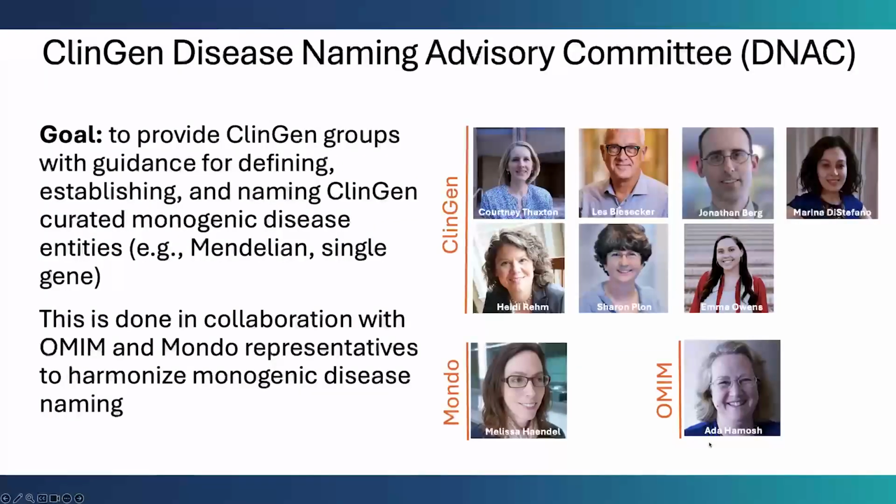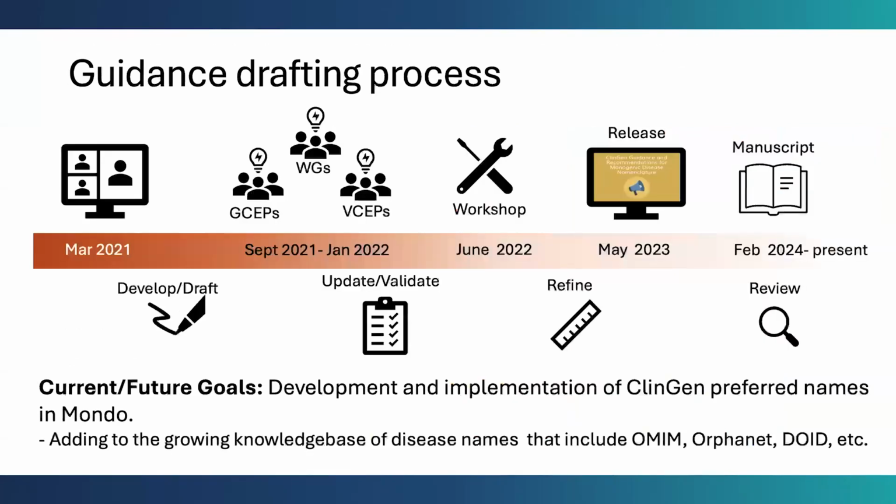And so that's when we developed this disease naming advisory committee. You can see we have representatives from ClinGen as well as Mondo and OMIM, and we came together so that we can have an effort to provide guidance for defining, establishing, and naming ClinGen curated monogenic disease entities. And again, this is a way where we don't necessarily expect any of these entities to change on their own, but how can we all harmonize together so that we can have a consistent approach and bring it to a place like Mondo that can help represent all of the different preferred names across these entities. And so just to give a brief overview, we drafted guidance.